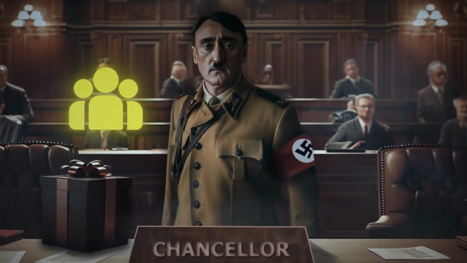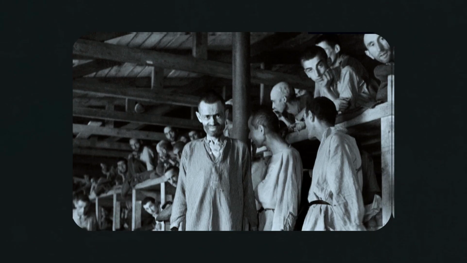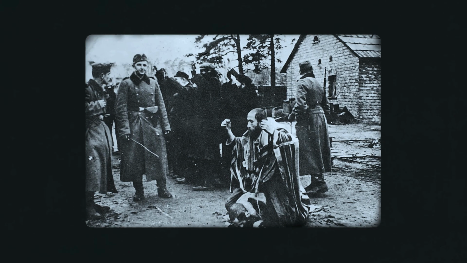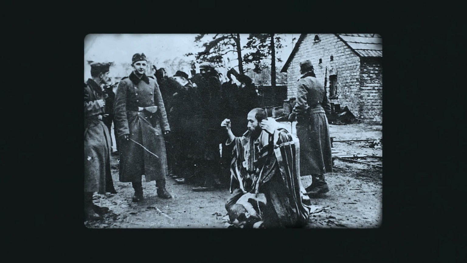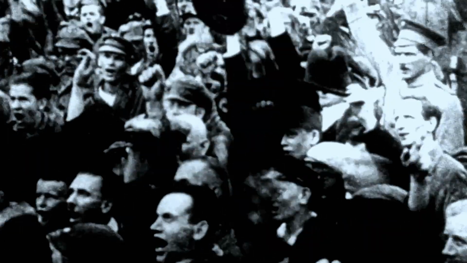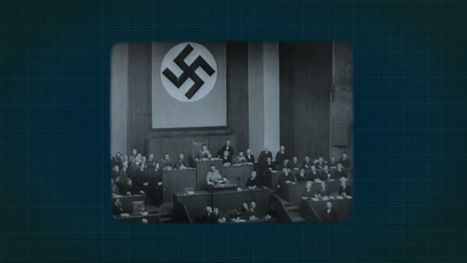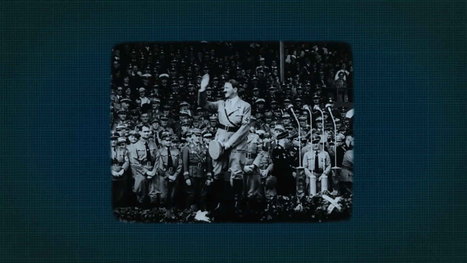Citing the supposed imminent threat of communist insurrection, the decree suspended the rights to freedom of expression, assembly, privacy, and the press. Additionally, it allowed for the detention of individuals without specific charges and the interception of communications, all in the name of national security. This sweeping suspension of rights granted the Nazi government legal authority to target and eliminate political opposition, marking a critical juncture in their ascent to total power.